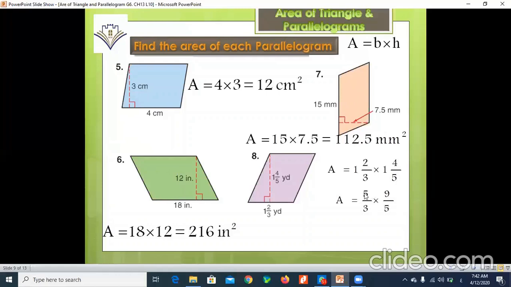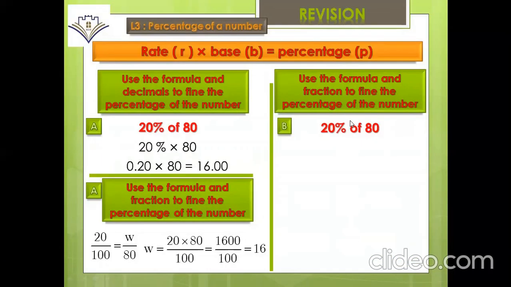By simplifying 5 and 5, both of them are divisible by 5. Divided 5 equals 1, divided 5 equals 1. Then the remainder is 9 divided by 3. Then 1 multiply 9 equals 9 and 1 multiply 3 equals 3. Then 9 divided by 3 equals 3 square yard. The same, yes.